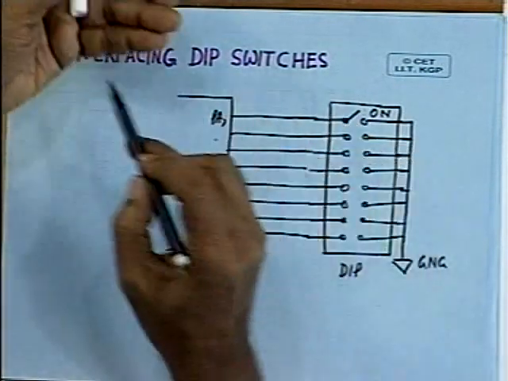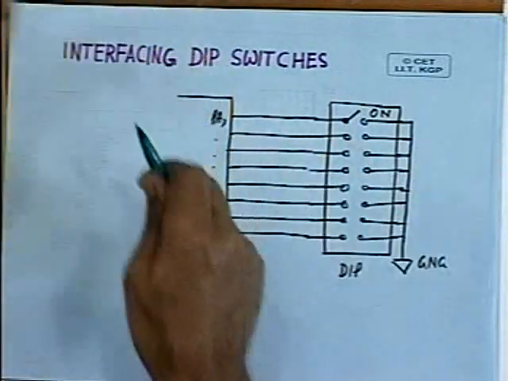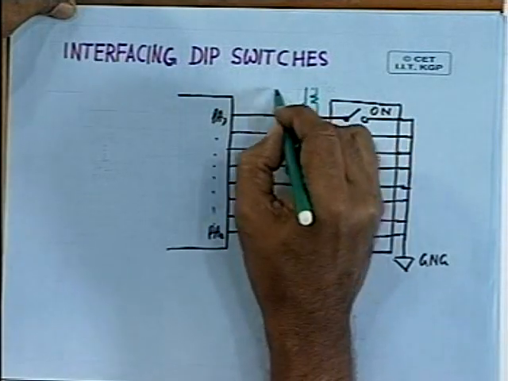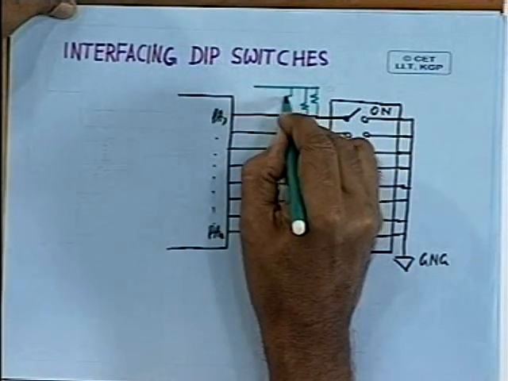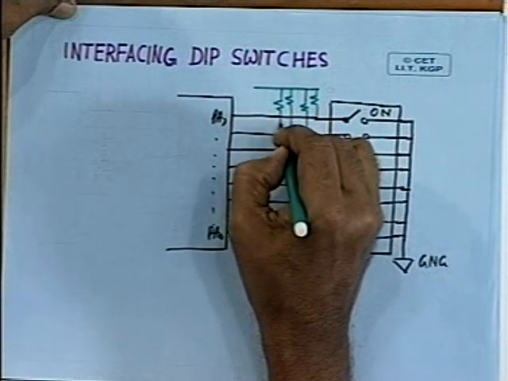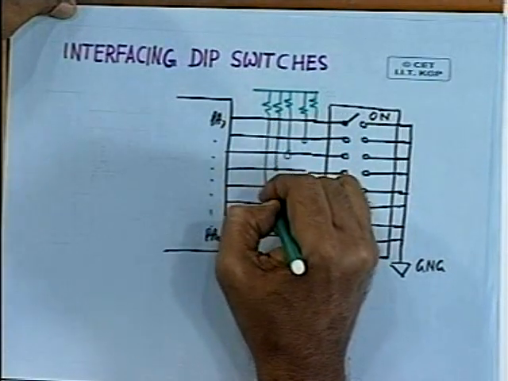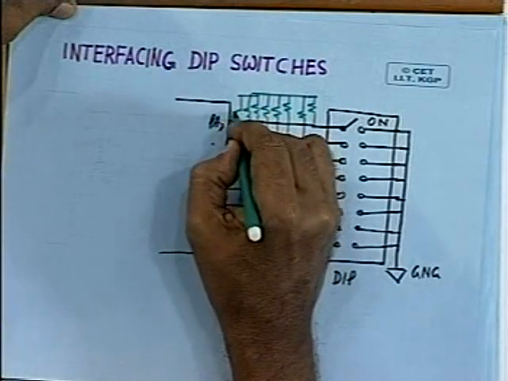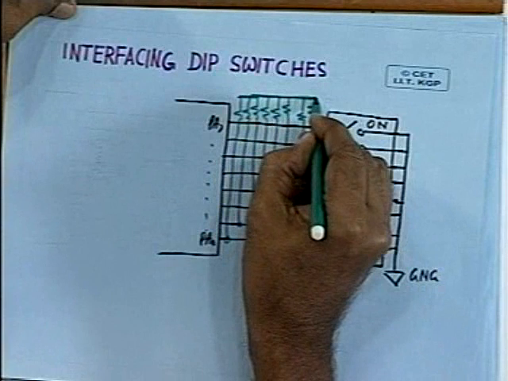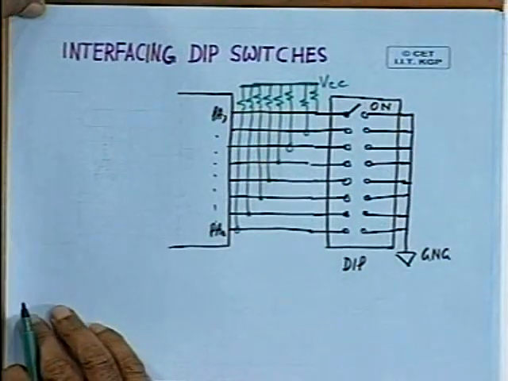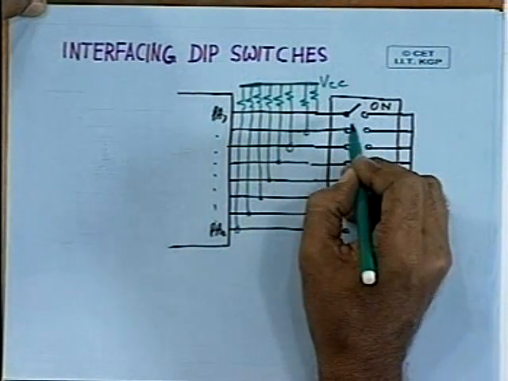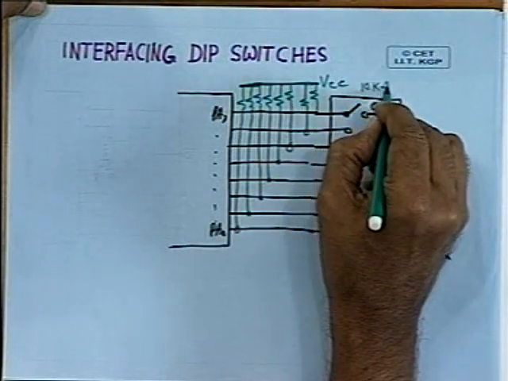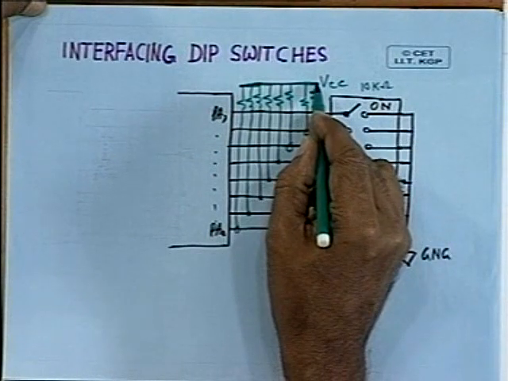Then you have to put a pull-up resistor on all these pins. You have to connect it to all the lines, and this is connected to VCC. What is the purpose? Let us try to understand. Whenever the switch is off, through this resistor, the typical value of which is about 10 kilo ohm, this line is pulled to VCC or plus 5 volt.